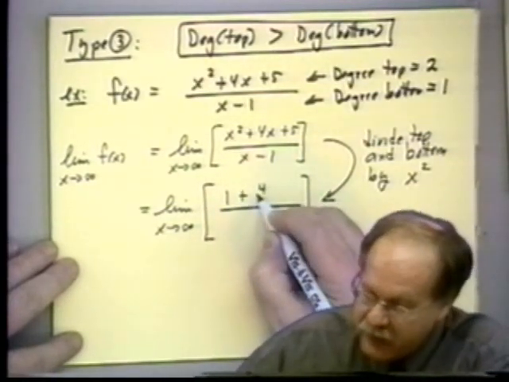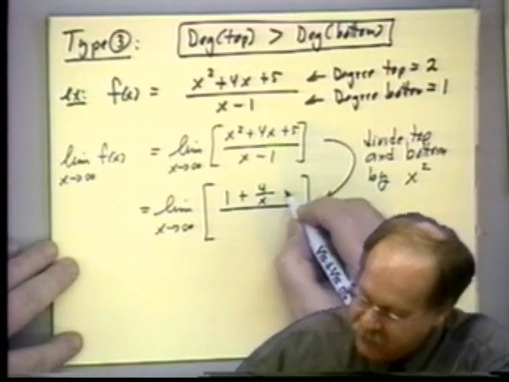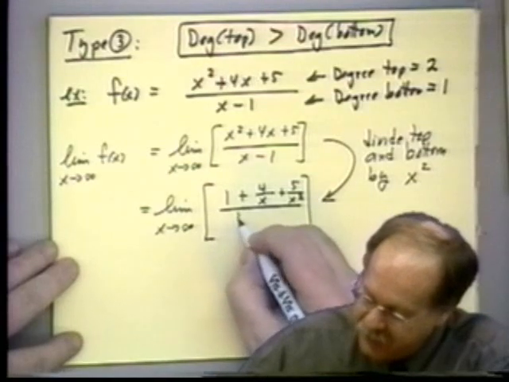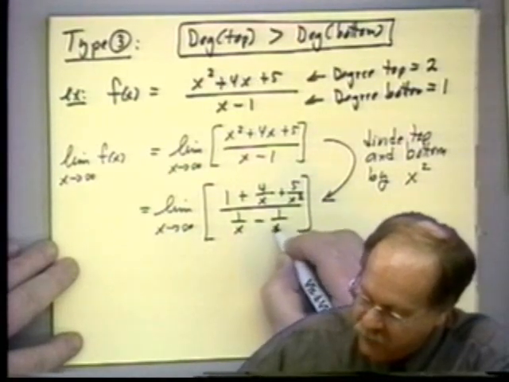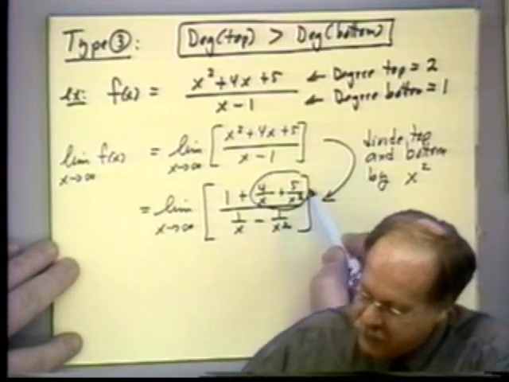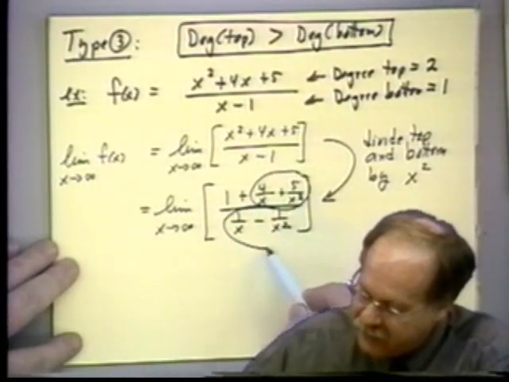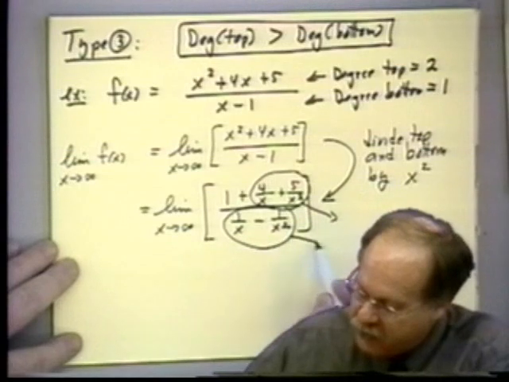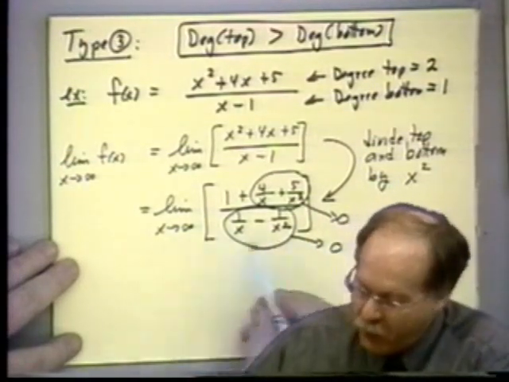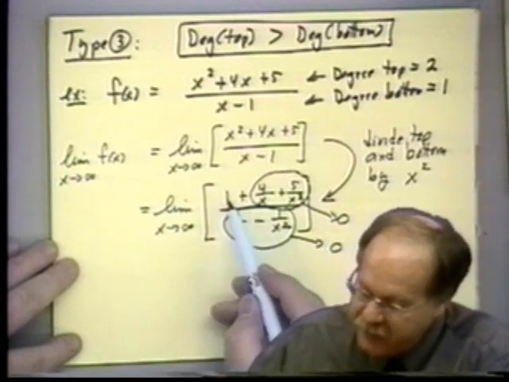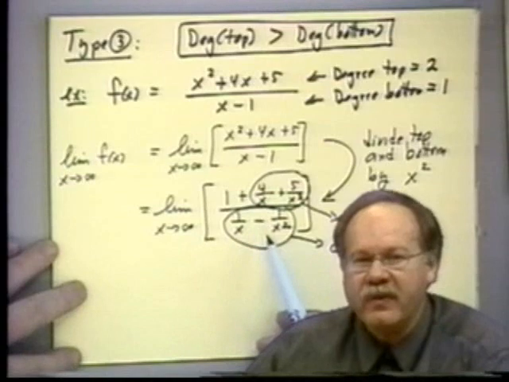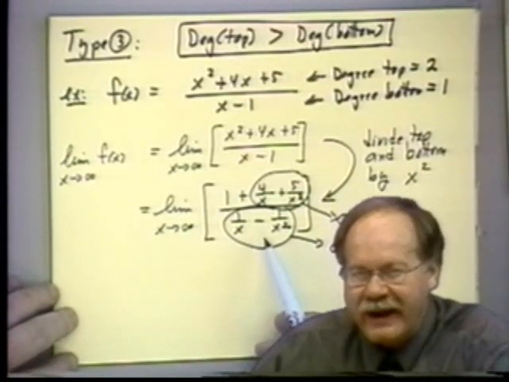4x over x squared gives me 4 over x, and then 5 over x squared is the last one. On the bottom I get 1 over x minus 1 over x squared. As before, everything with an x in the denominator and a constant on the top will go to 0 as x goes to infinity. What does that leave me with? That leaves me with a 1 on the top, so the top is a constant, but the bottom goes to 0. What has that meant in the past?